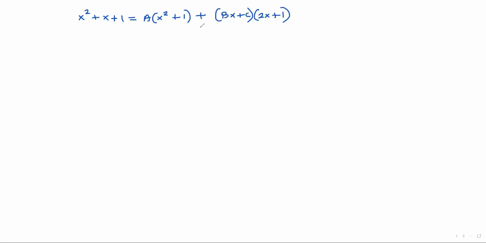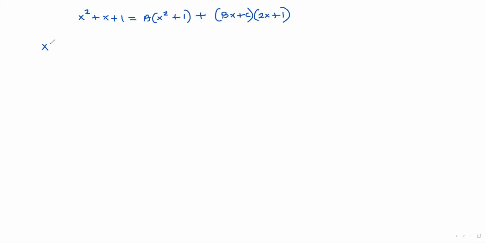To get the values of the constants A, B, and C, I can equate the coefficients of x², x, and the constant term. The two expressions are equal, and whenever two expressions are equal, the coefficients of like terms can be equated. Here we have only one term with x², so the coefficient of x² on the left side is 1. In the same way, I have to get the coefficient of x² on the right side also.